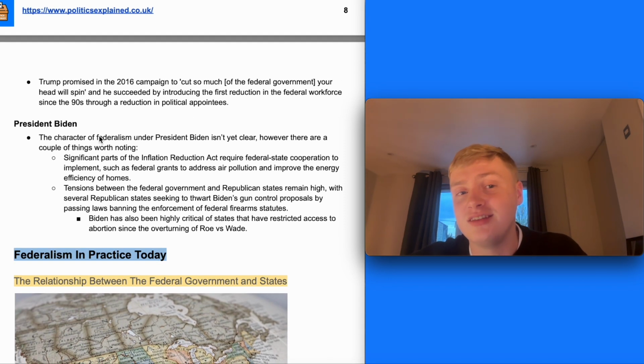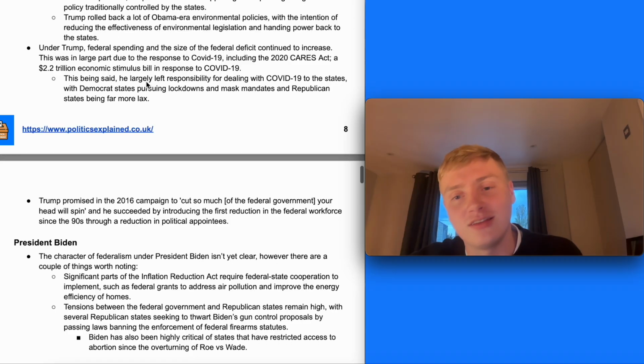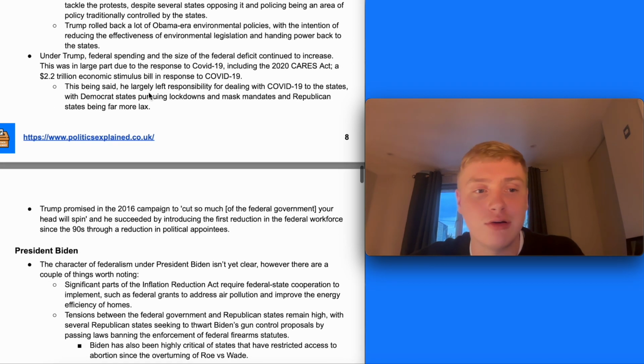Trump promised in the 2016 campaign to cut so much of the federal government, "your head will spin," and he succeeded in doing so by introducing the first reduction in the federal workforce since the 1990s through a reduction in political appointees. So in some ways he reduced the size of the state, in terms of the number of appointees, but the size of the state in terms of its economic spending continued to increase. In some areas, he increased encroachment over federalism. In some areas, he pulled back. It wasn't really a concerted effort.